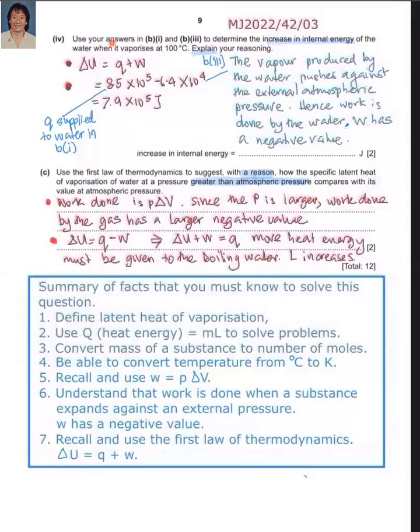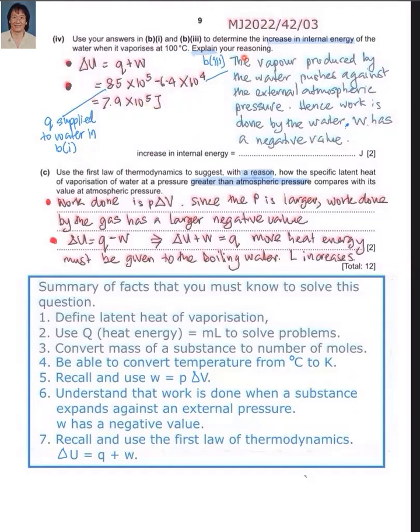Part 4, use your answer in B part 1 and B part 3 to determine the increase in internal energy of the water as it vaporizes at 100 degrees Celsius. Explain your reasoning. To do this question, we need to know the first law of thermodynamics, which is delta U equals Q plus W. Your Q is the heat energy supplied to the water, which is calculated from B part 1. The answer is 8.5 × 10⁵. And then your W is the work done by the water as it expands. So this will give you 7.9 × 10⁵ joule.